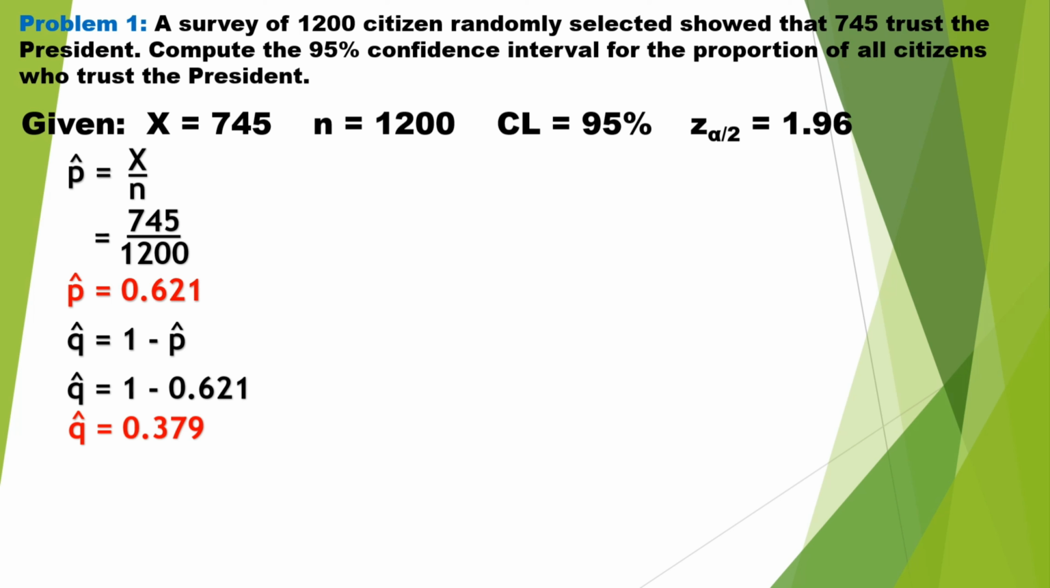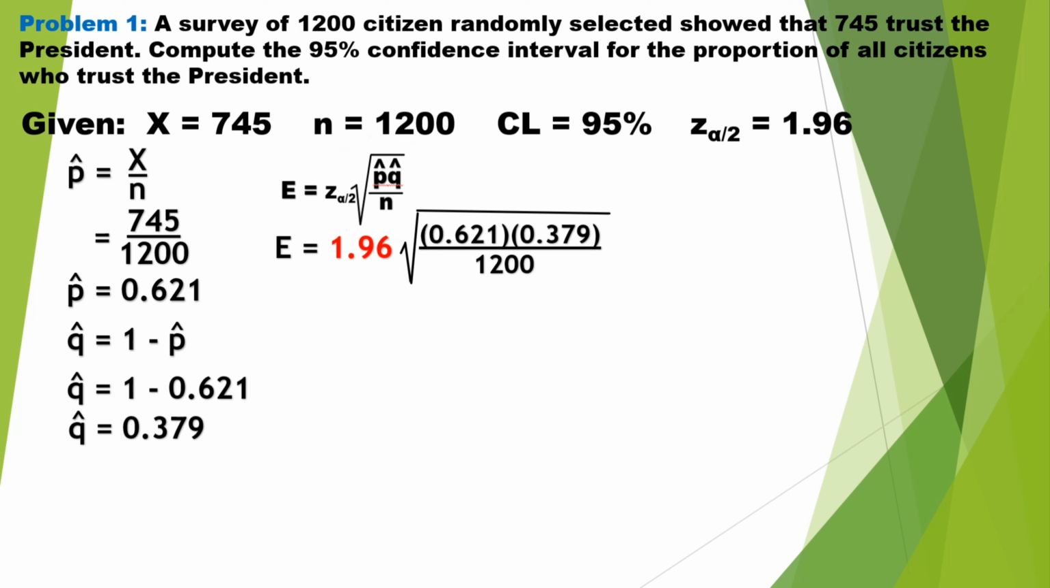Since we have now P hat which is equivalent to 0.621 and Q hat which is equivalent to 0.379, we are now ready to solve for the maximum error. E is equal to Z alpha over 2 square root of P hat times Q hat over N. Substituting the values on the formula, Z alpha over 2 is equal to 1.96, P hat and Q hat are 0.621 and 0.379 respectively, N or the sample size is 1,200. Simplify first the numerator inside the radical symbol.